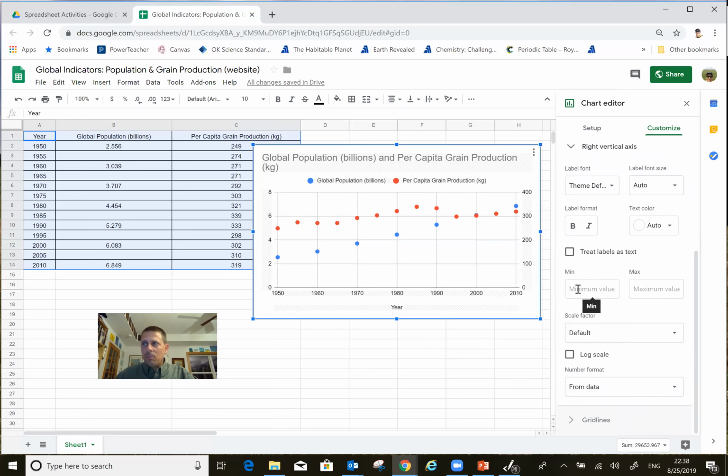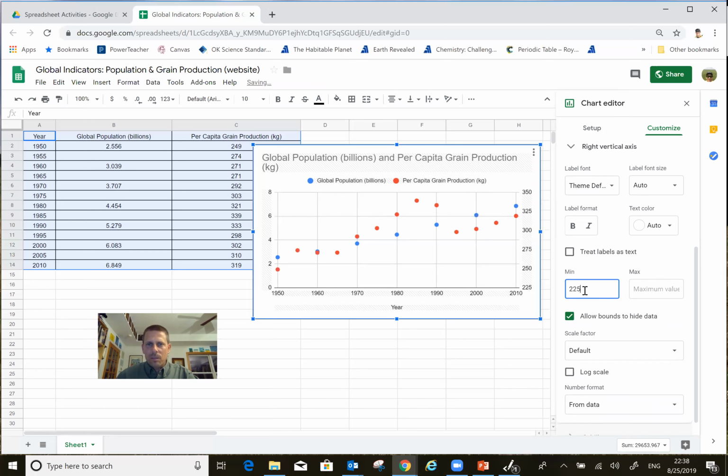And it gives us a minimum value and a maximum value. I would like to put for my minimum value, just to see the trend in a little bit more detail, 225. And I like that range there up to 350. I think that looks pretty good. And for the global population, I'm just going to leave that the same.